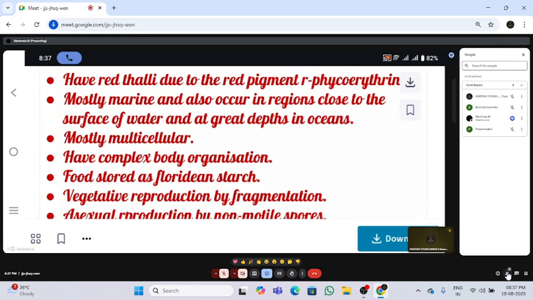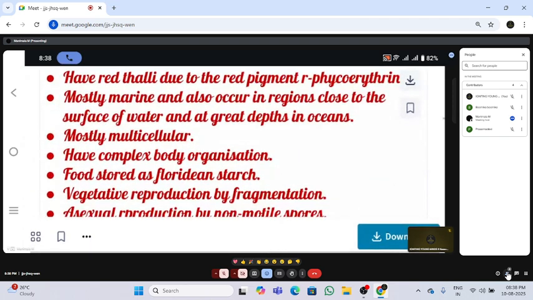Some are also in fresh water, but if you see, the majority are in marine water. It also lives close to the marine region, deep inside the oceans, and also in fresh water. This is its nature. Majority of the thallus, I told you, is a multicellular form, and it has a complex body organization. Body organization will be complex. And the food stored is Floridean starch.